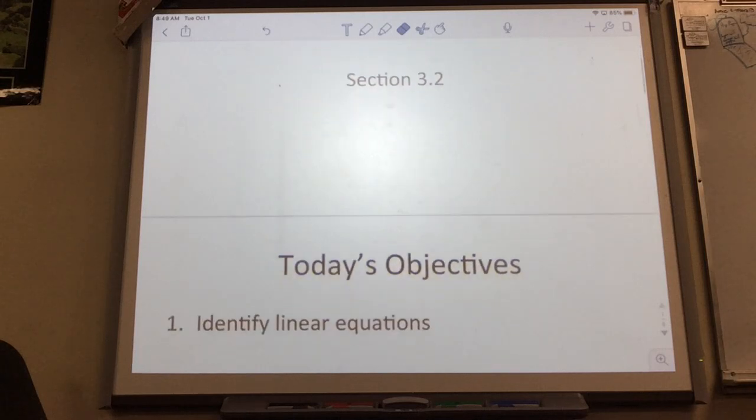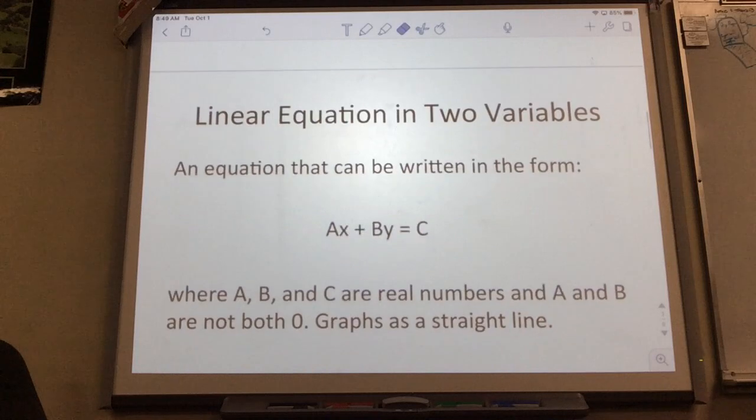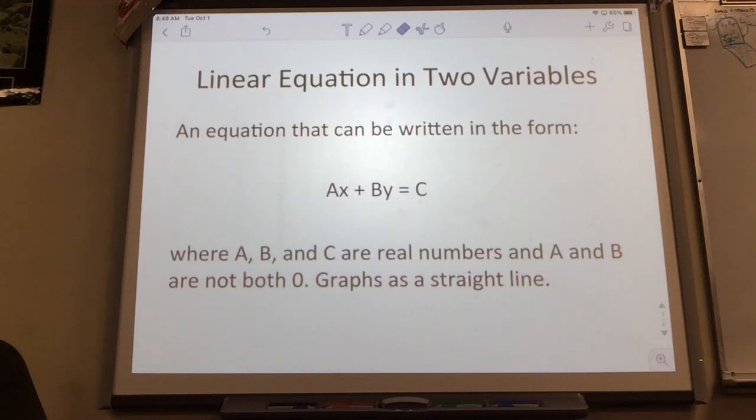Okay, how we figure out what linear equations are, we graph them. They are in two variables. That means that they have an x and a y, just like on the last section. And we know that it is linear if it can be written in this form. Okay? This form is called standard form.